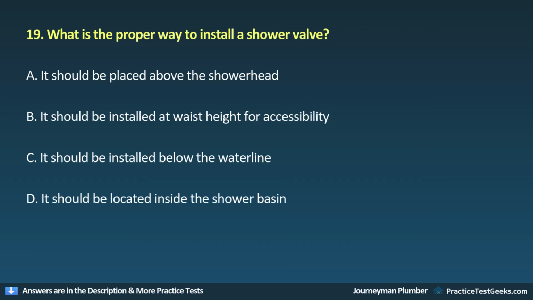19. What is the proper way to install a shower valve? A. It should be placed above the shower head. B. It should be installed at waist height for accessibility. C. It should be installed below the waterline. D. It should be located inside the shower basin.